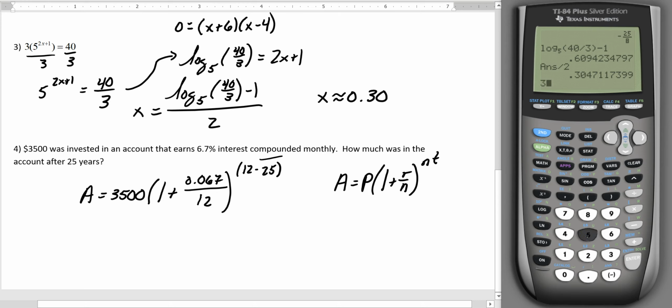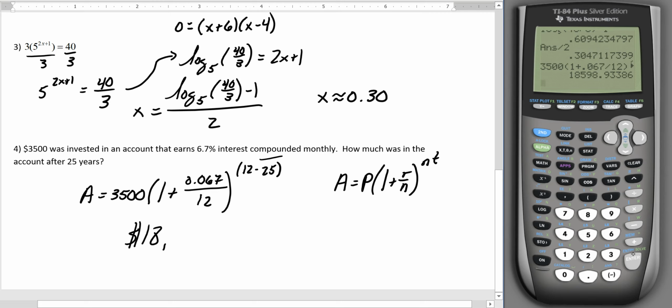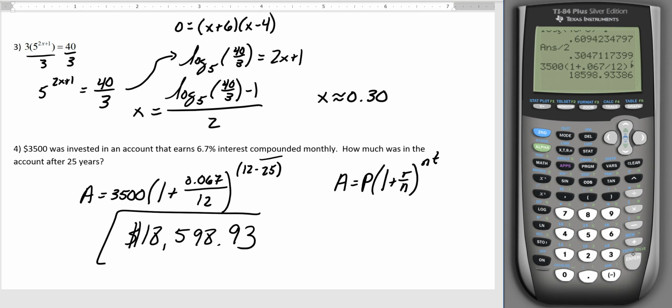So we'll have 3,500 times 1 plus 0.067 divided by 12, close that parentheses, to the up caret, parentheses, 12 times 25, close parentheses. And what do we get? A massive number, because that interest rate is super high: $18,598, and we'll round to 93 cents.